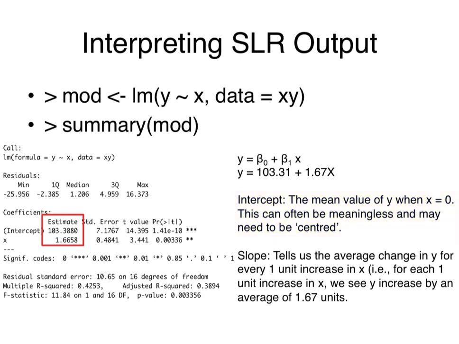Below the intercept in the red box is the slope associated with the variable x. This tells us the average change in y for each 1 unit increase in x. For example, for each 1 unit increase in x, we see y increase by an average of 1.67 units. Remember that it's important to always relate your interpretations to the context of the example, including by referring to the specific variables and the groups compared, as well as the units of your variables.